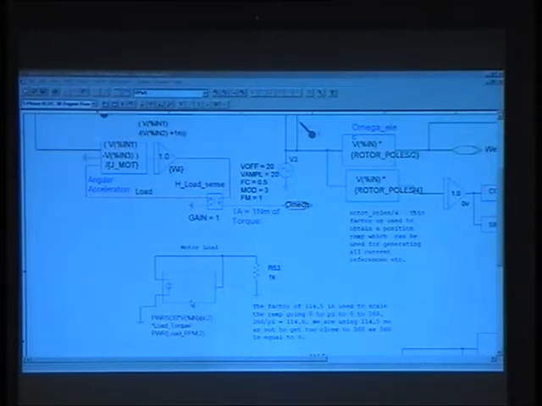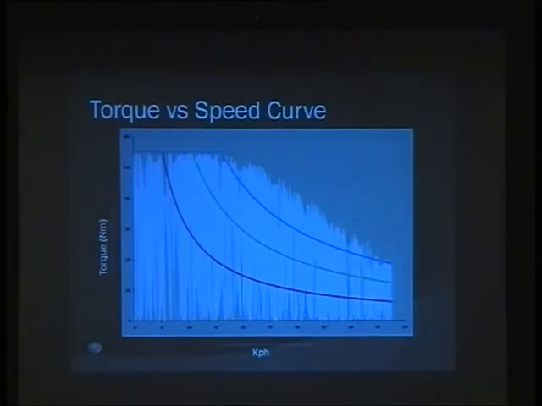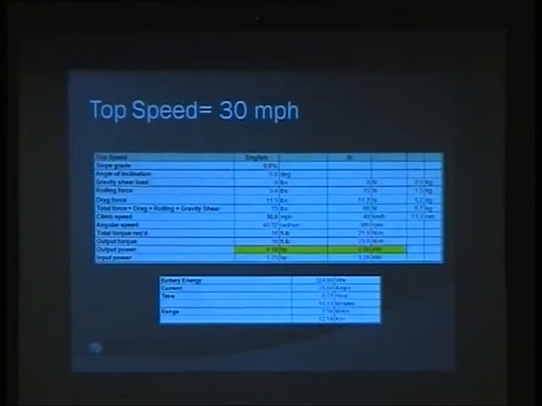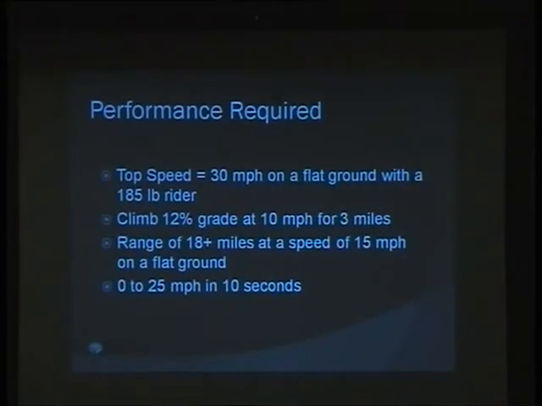Good question. So here is how we design it. Our requirements are like this. Top speed is 30 miles per hour. Pardon me? Maximum speed. We reach it, 30 miles per hour. What is the weight of the vehicle?